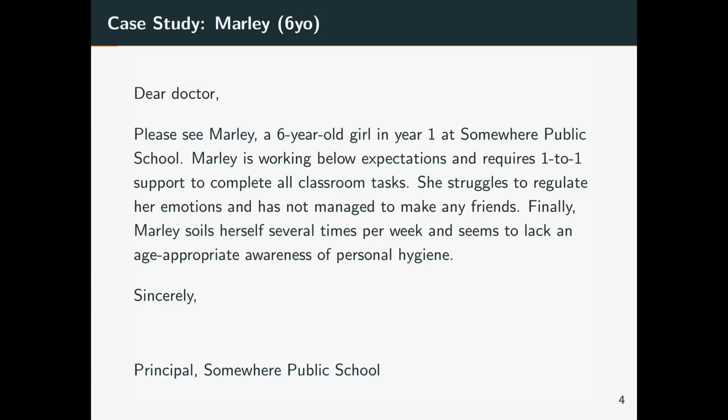So, dear doctor, please see Marley, 6-year-old girl in year 1. She's working below expectations and requires one-to-one support to complete all classroom tasks. She struggles to regulate her emotions and has not managed to make any friends. Finally, she soils herself several times a week and seems to lack an age-appropriate awareness of personal hygiene. Sincerely, the principal.